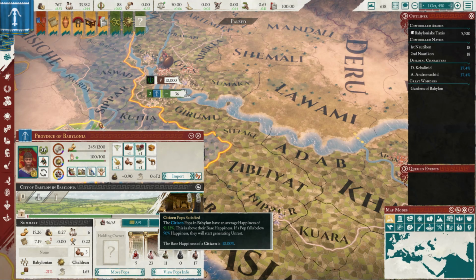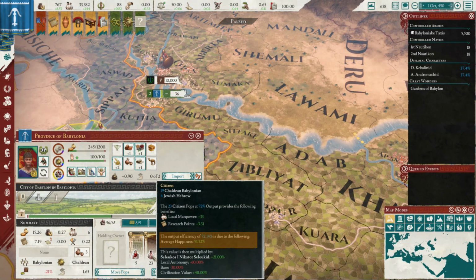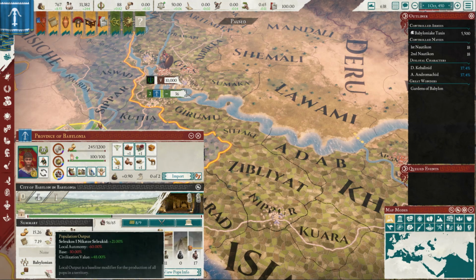Well, what the game does is it takes the average happiness of all the pops of each type in the territory and then calculates something called output efficiency. This output efficiency is then multiplied by the local population output located in the bottom left hand side of the territory screen. This local output multiplier depends on a variety of factors such as the civilization level of the territory and local trade goods, for example.